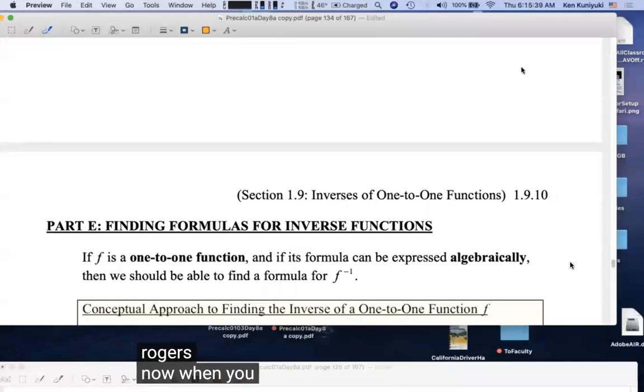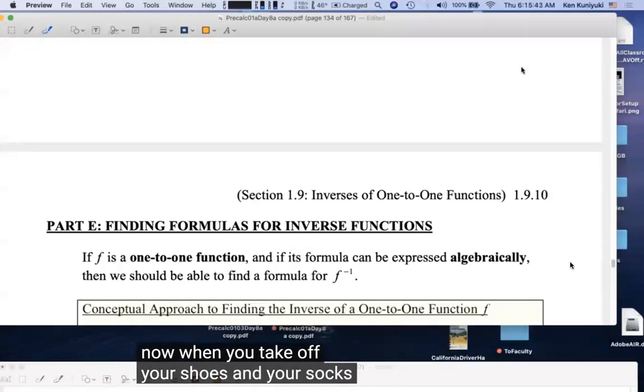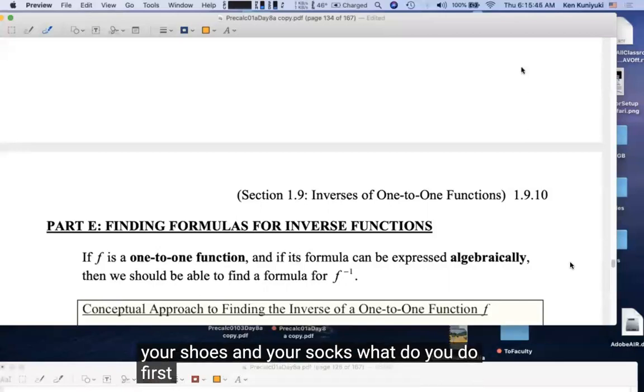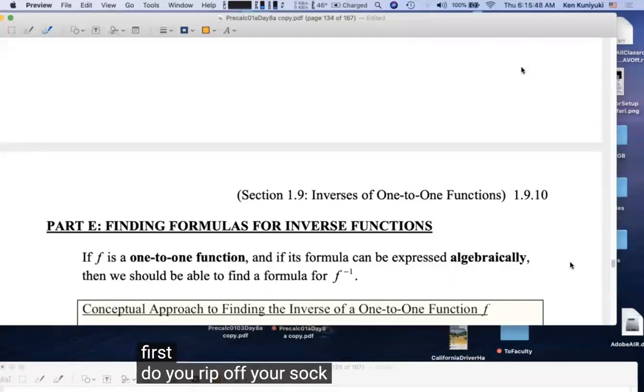Now, when you take off your shoes and your socks, what do you do first? Do you rip off your sock? No. You take off your shoes, then you take off your socks. Think Mr. Rogers. I'm not kidding.